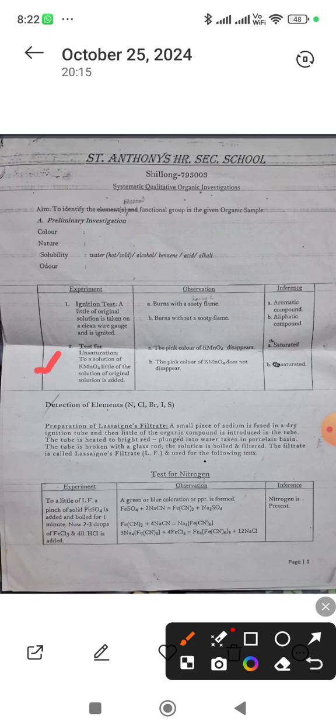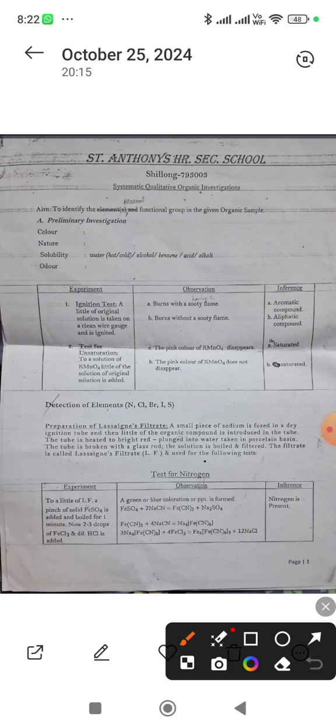Then we will write down the test for unsaturation. It is just for your information that we never give you any such unsaturated compound. So your observation will be the pink color of permanganate does not disappear, and your inference will be saturated. Alright. Then you need not write down the detection of elements. This is no more there in the syllabus.